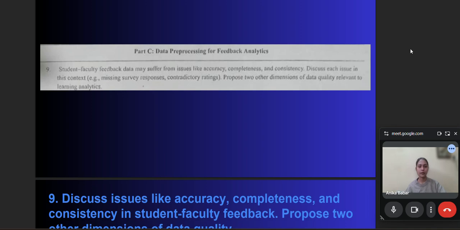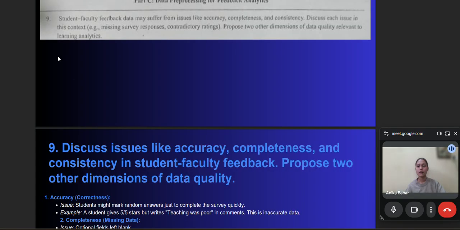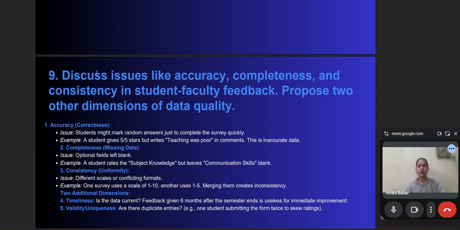Everyone, now we are going to start data science. Data science first internal, part C, that is data pre-processing for feedback analytics. In this question 9, we are going to discuss issues like accuracy, completeness, and consistency in student feedback, faculty feedback, and two other dimensions of data quality.